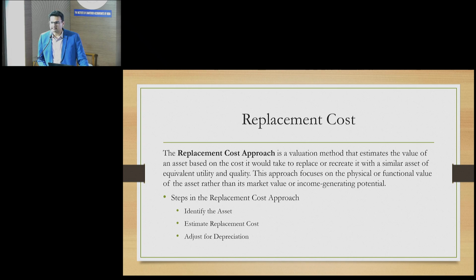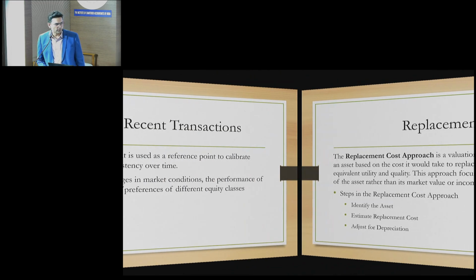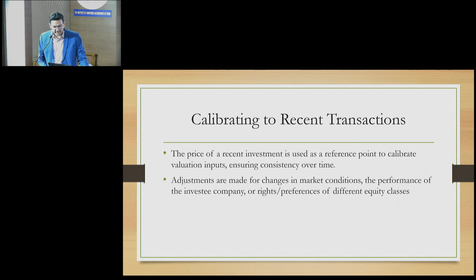Then the next method is calibrating to the recent transaction, right? That is the PORI method, I think. So that is also discussed very deeply, but this is an overview. The price of recent investment is used as a reference point, and then it is calibrated further, ensuring value with proper valuation inputs. Okay, so these are based on various methods like market and income performance. So how income is performing, how market is performing. So on that basis, we value these things.